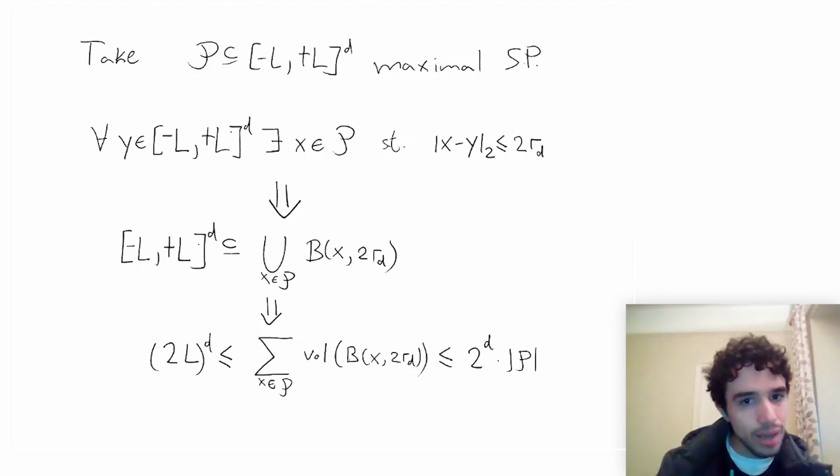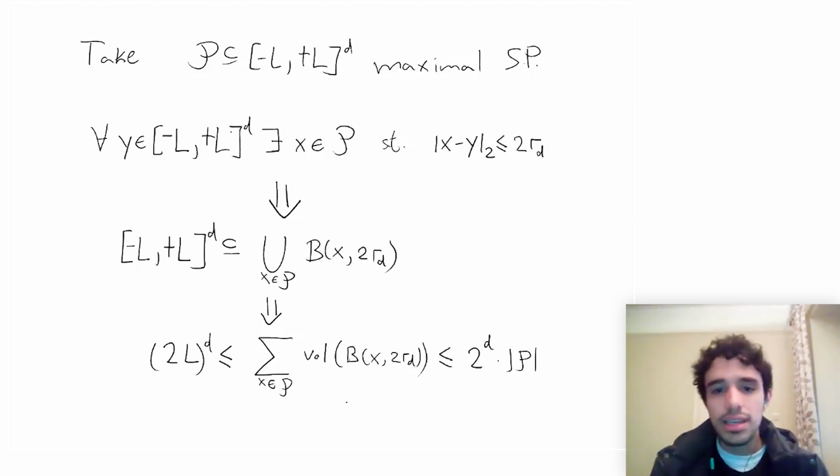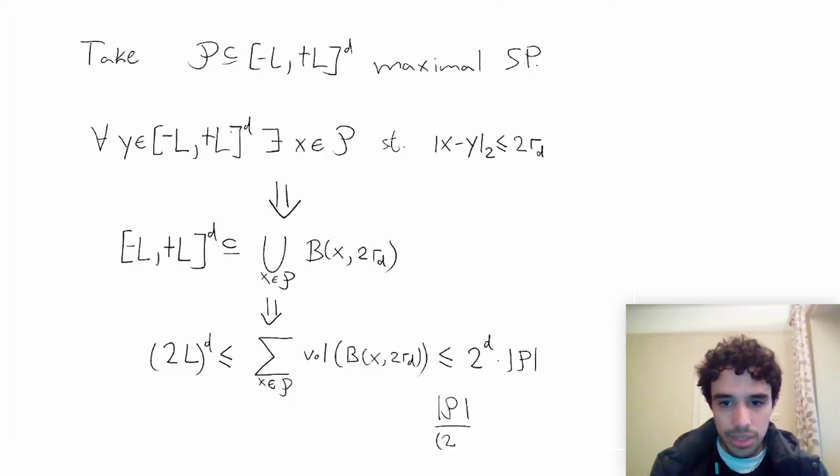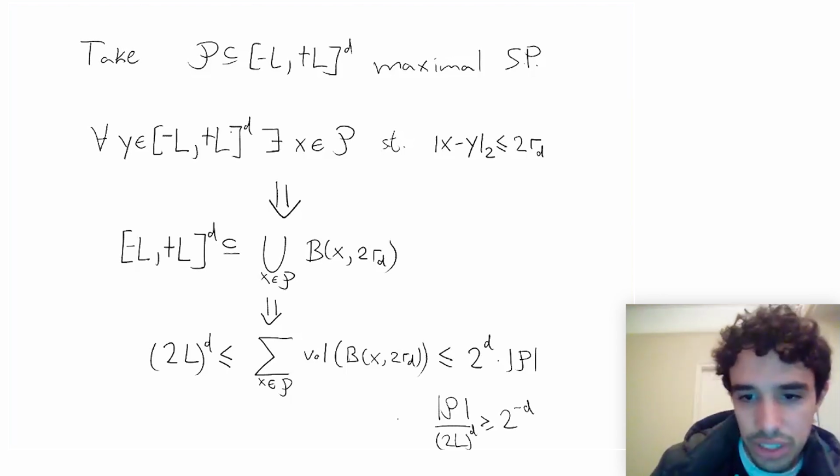But then this means that the box is fully covered by these balls of radius 2R_d centered at our sphere packing. Then just by the union bound, by looking at the volume of this versus the volume of this, the volume of the box is at most the sum of the volumes of the balls, where I'm normalizing so the ball of radius 2R_d has volume 2 to the d, times the size of the packing. So you just rearrange, and you see that the packing over 2L to the d has size 2 to the minus d. So this shows the lower bound by the definition of theta d.